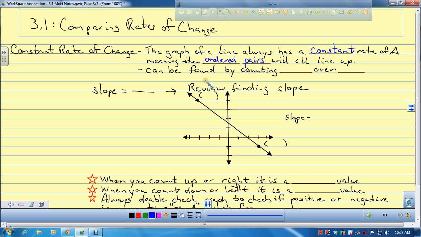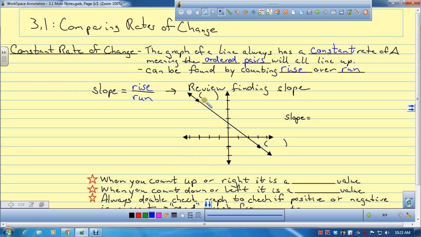Our constant rate of change can be found by counting what over what? What do you remember? Hopefully you remember. It is rise over run. Okay. So that is our calculation of slope, right? Rise over run. When we have something like this, a graph of a line, typically the easiest way to find the slope is simply to count, if you remember.